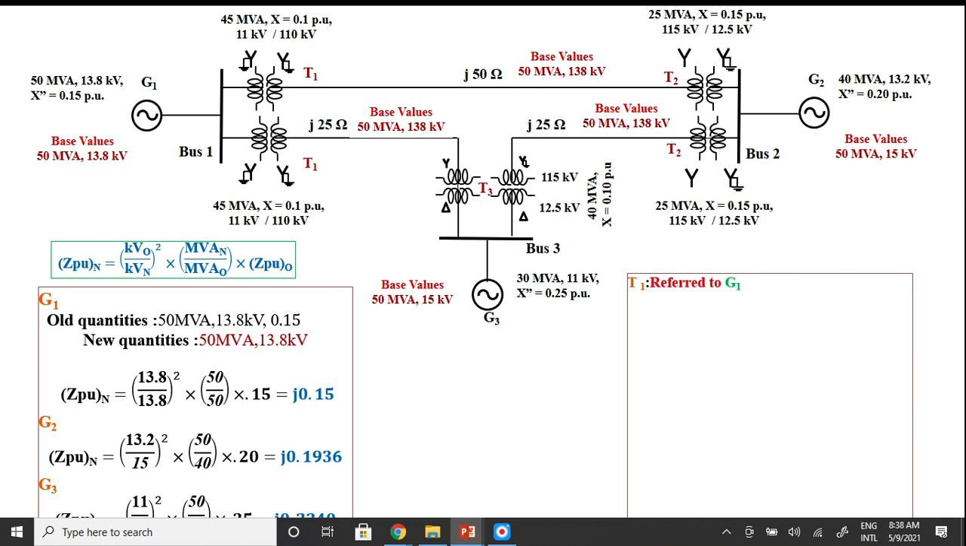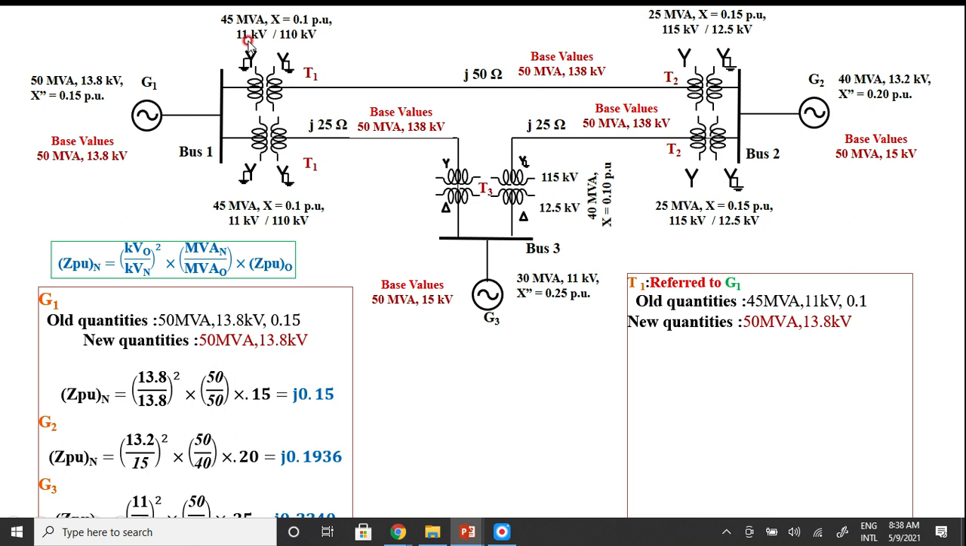Then at the same time, look at T1, that is this particular transformer T1. I am interested in calculating the per unit value referred to generator side 1, or you can take the transmission line side also. The per unit reactance remains the same whether you take it on the transmission line side or the generator side. Once again, the old quantities are 45 MVA.